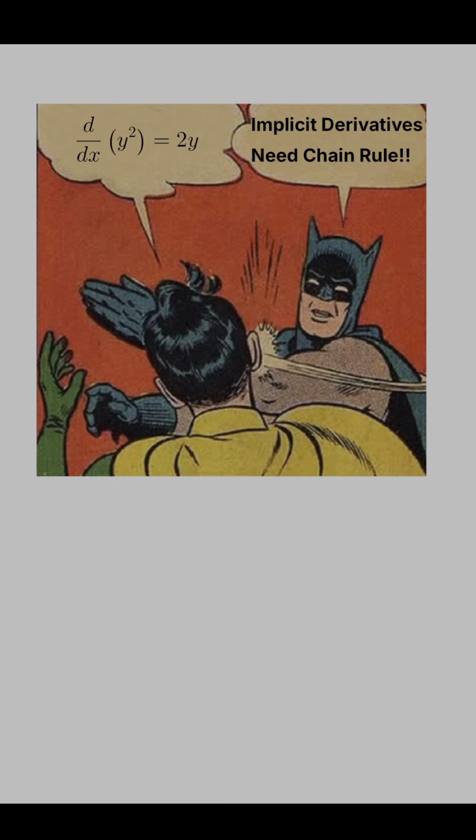Hiding behind that y is a function of x, and that requires the use of the chain rule. That's where the dy dx comes from, and Robin forgot that. Uh-oh, let's get into it.